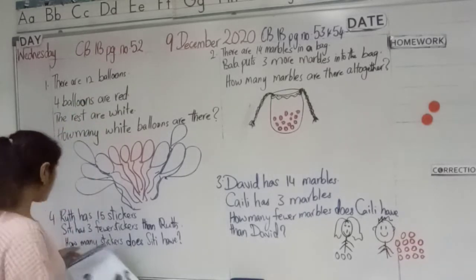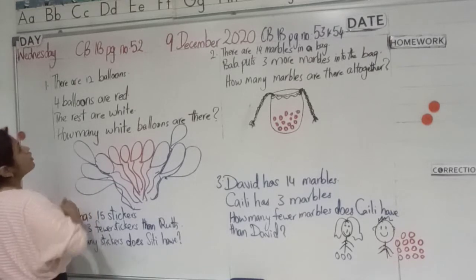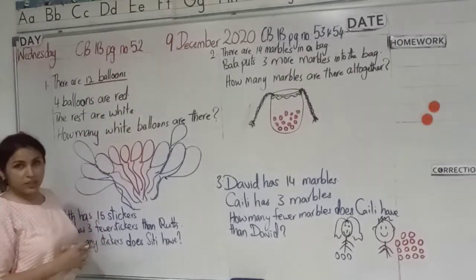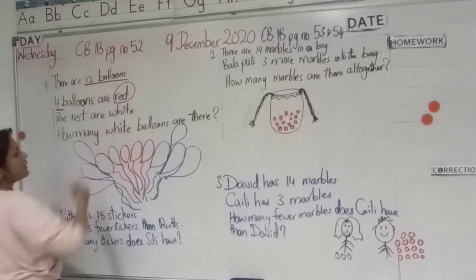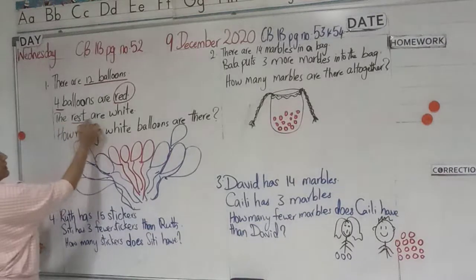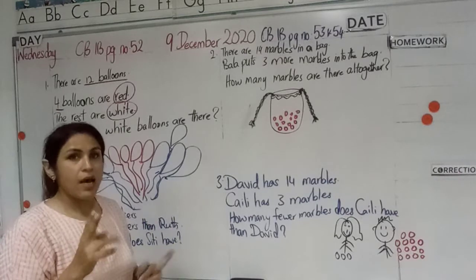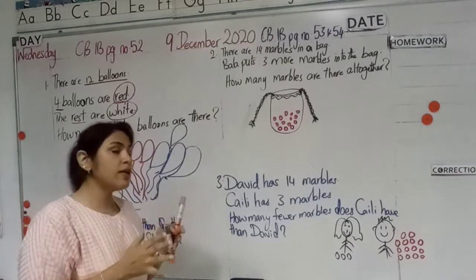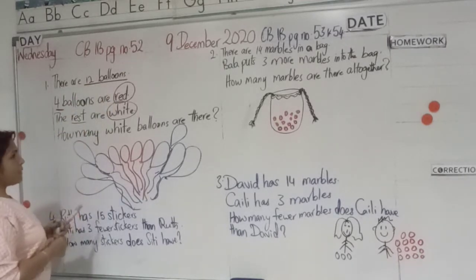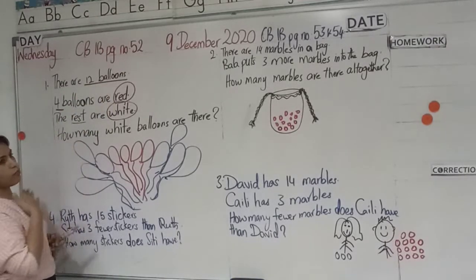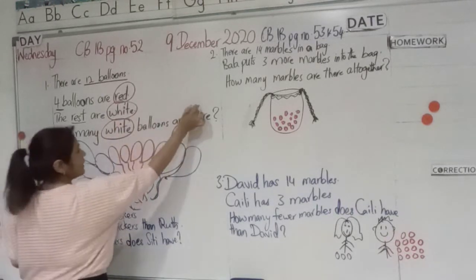4 balloons are red. So altogether there are 12 balloons. Out of 12 balloons, there are 4 balloons which are red in color, and the rest are white in color. So it's a mix of 2 different colors, but when you put the 2 different colors together, there are 12 altogether. So we will separate. Now they want us to find out how many white balloons are there.